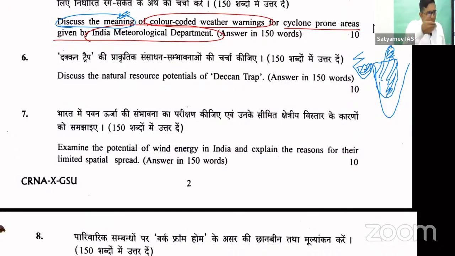All right, and you give the structure, you write it with a lot of examples, and then a conclusion, integrating the resource potential with regional planning of the Deccan region, which can help in bringing balanced regional development, or can bring regional prosperity in the region.